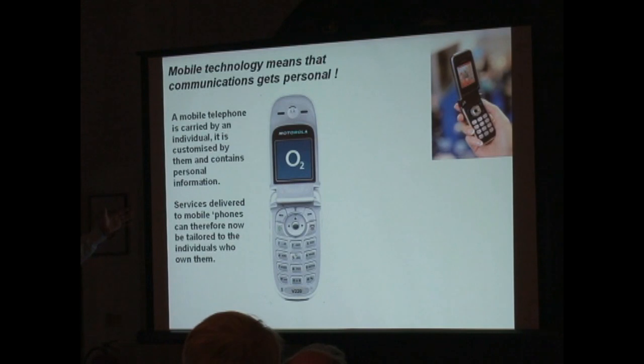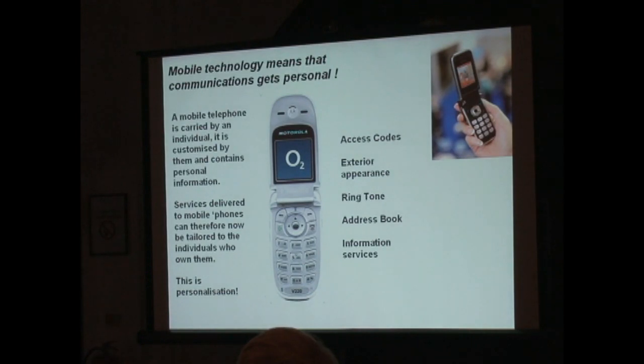And this means that we can now deliver to mobile phones services and features which are tailored to the individual that owns them. No longer is it a piece of black Bakelite with a thing on the front that you dial round and a nicely woven cord that always got twisted and that was rather heavy. The old Bakelite phone, and you could have any model you liked as long as it was black and Bakelite. You can personalize it. You can put your own access codes in. You can secure it. You can change the external appearance. You can go down to your local market, and if you want to, you can put a new cover on it. You can do all sorts of things. You can change the ringtones. You can have your own address book in there. You can have information services. This is where our history has brought us.